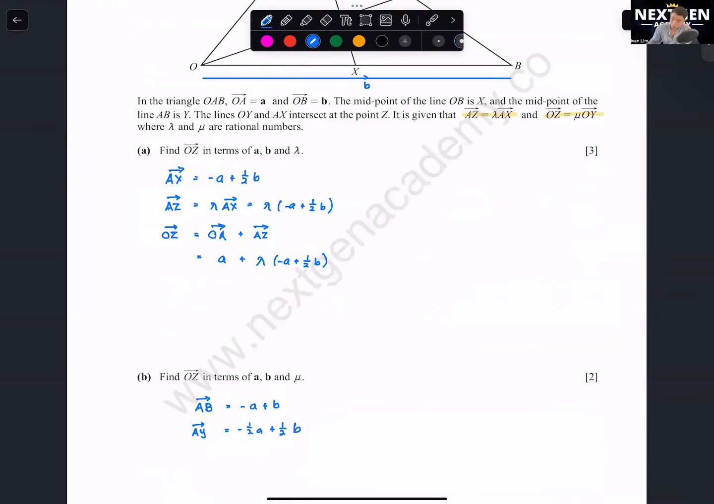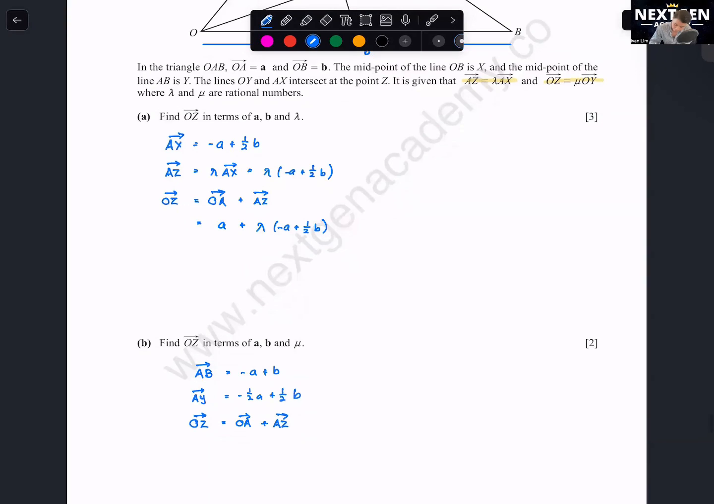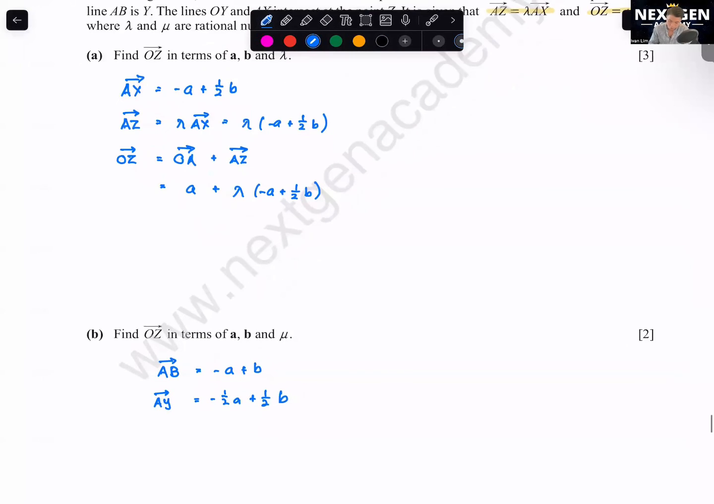Next thing, OZ. OZ is OA plus AZ. You look to the diagram. OA is A plus lambda. AZ is lambda AX. Wait, what am I doing? Sorry, teacher copied the wrong question already. AY is, hold on, this part here is wrong, copying the previous one. AY is negative 1 over 2A plus 1 over 2B.